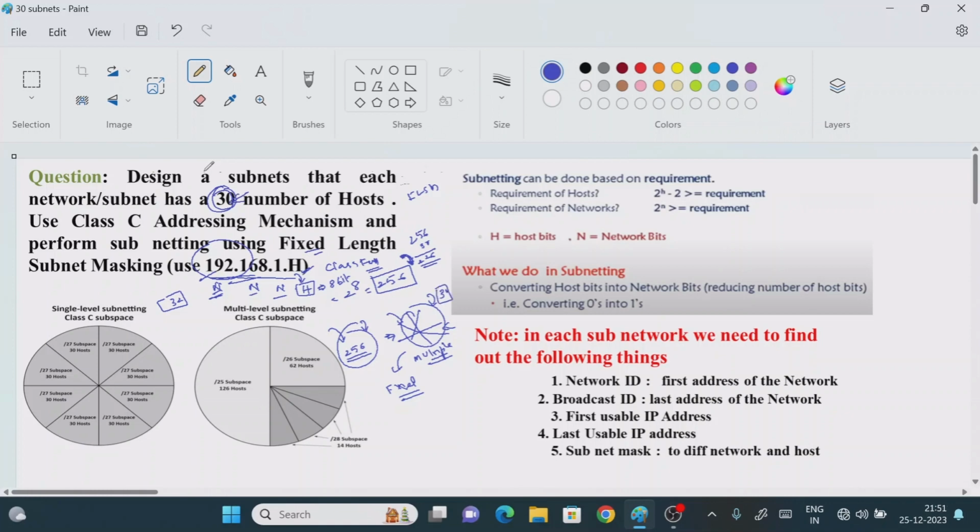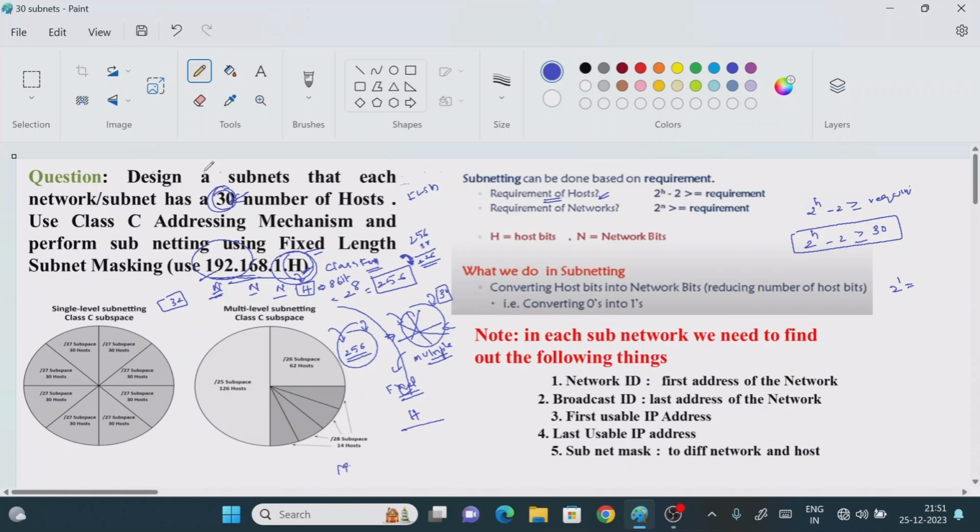So how do we find the host bits? The formula is 2 power h minus 2 greater than or equal to the requirement. What we require is 30. Now this is the 8-bit host portion. For example, we need to consider powers of 2. Let me write this host portion, that is the 8-bit value.